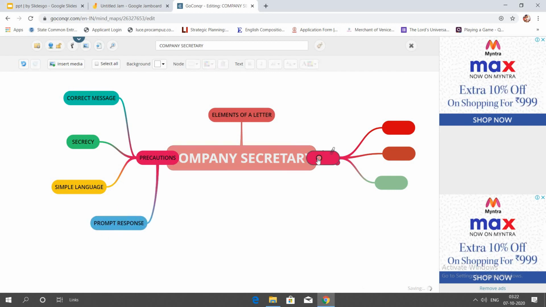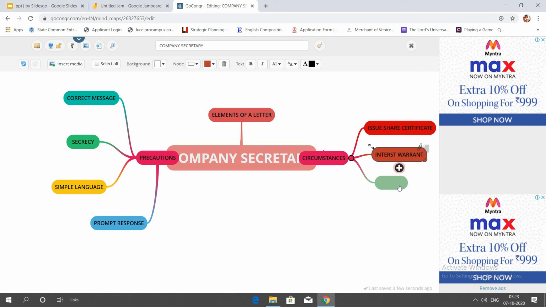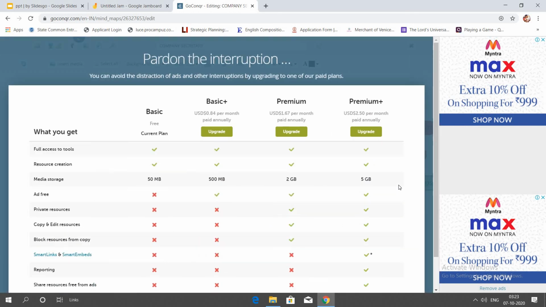And what was the other subtopic which we learned today? Yes, that was the various circumstances or situation where a company secretary should or will have to correspond with the members. We saw this in the video. So can you tell me one by one the various pointers? Yes, while issuing a share certificate. Yes, providing interest warrant. Sending across letter for renewal of deposit.